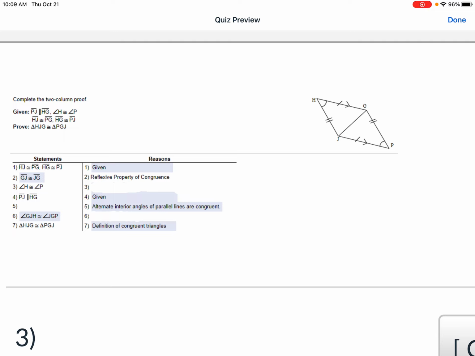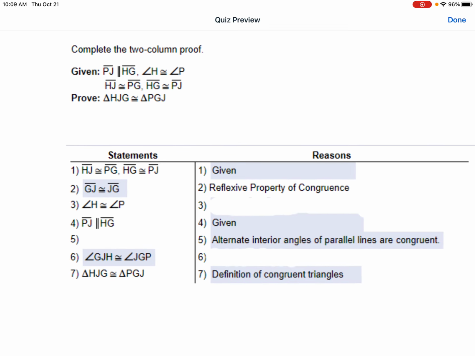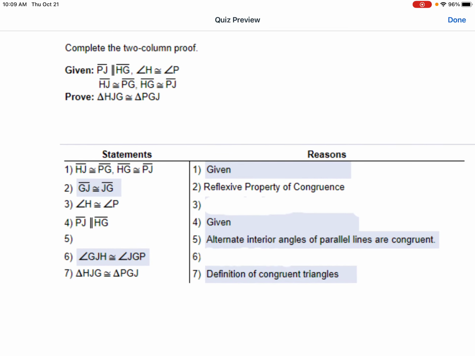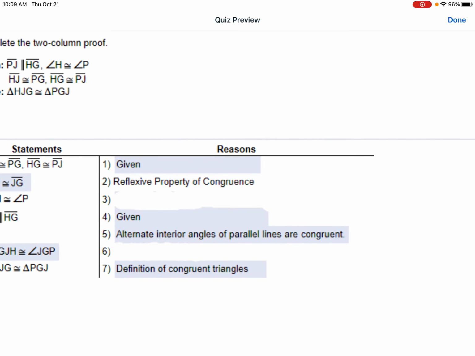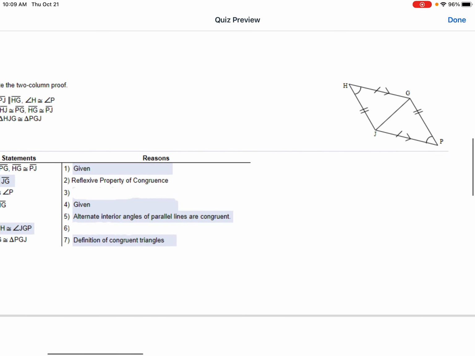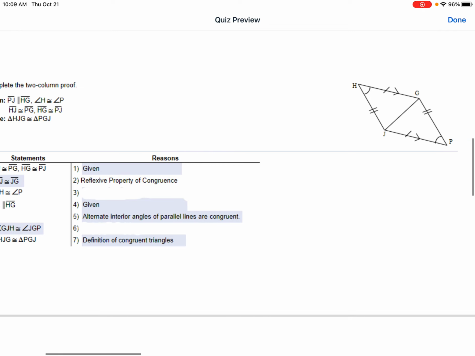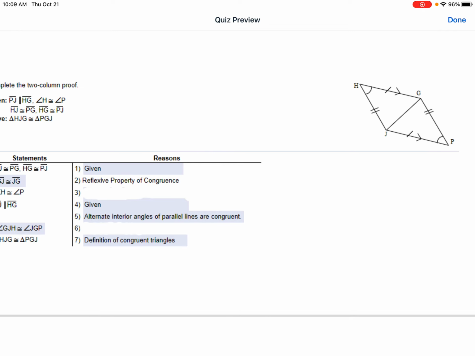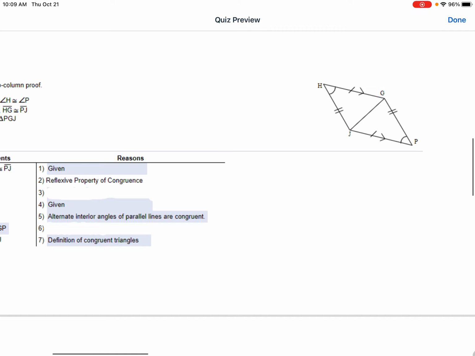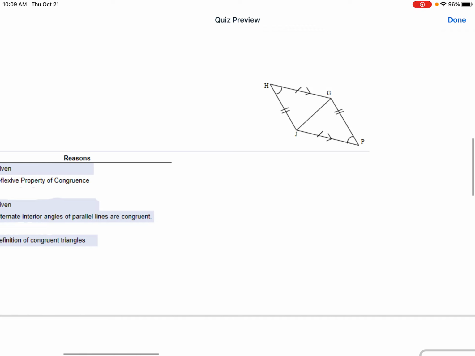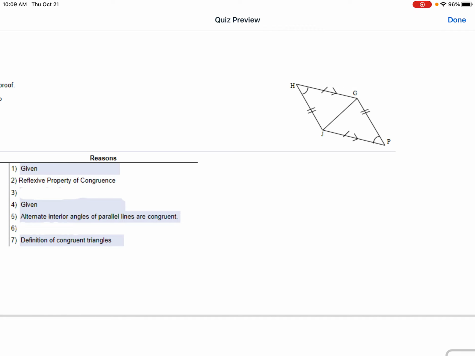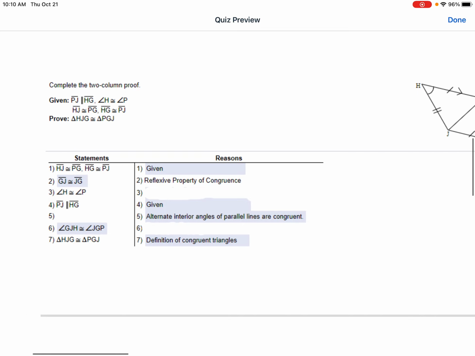So when we look at statement number 1, line segments HJ and PG are congruent to each other, and HG and PJ are congruent to each other. That information is given right there at the top of the screen. It is also given when you look at this picture, in that HG and JP both have 1 hash mark, and HJ and GP both have 2 hash marks. Okay?